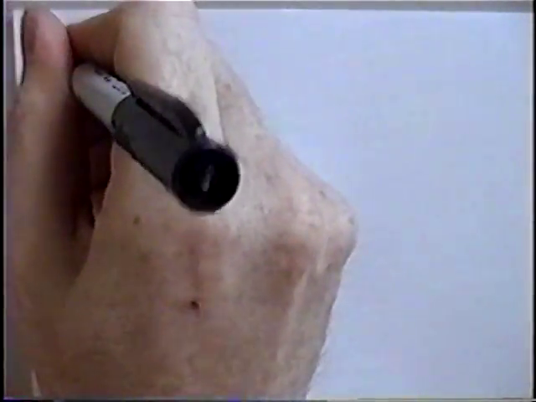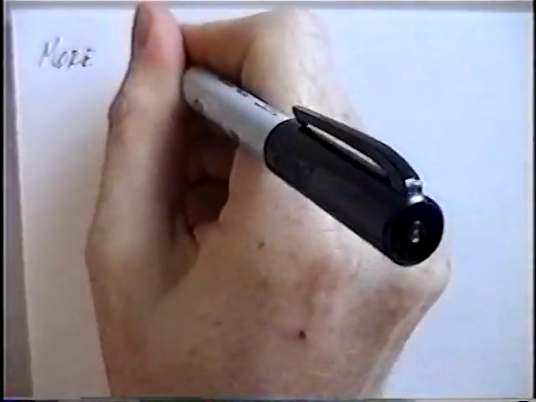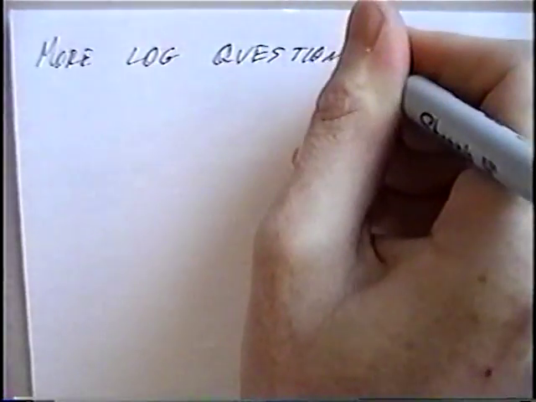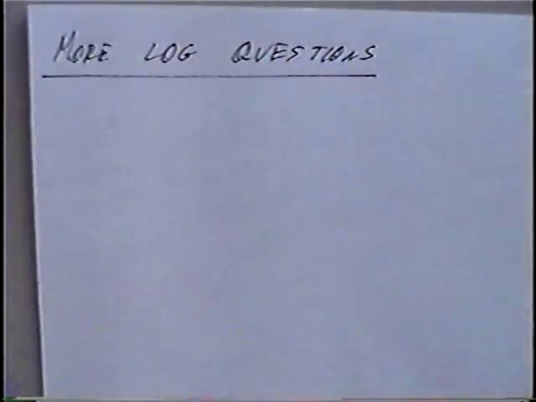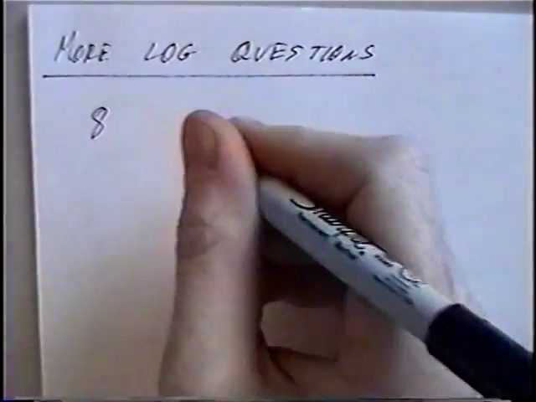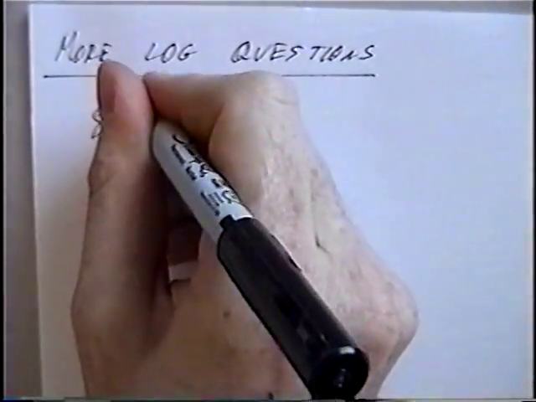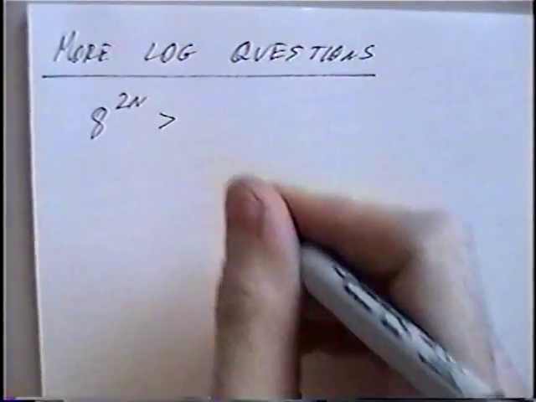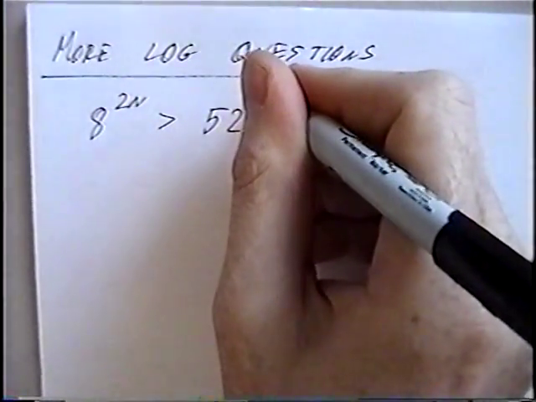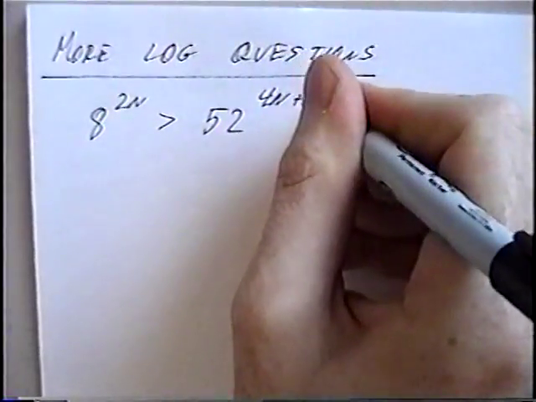Last section of notes today is titled More Log Questions. The question for this section is 8 to the exponent of 2n is greater than 52 to the exponent of 4n plus 3.